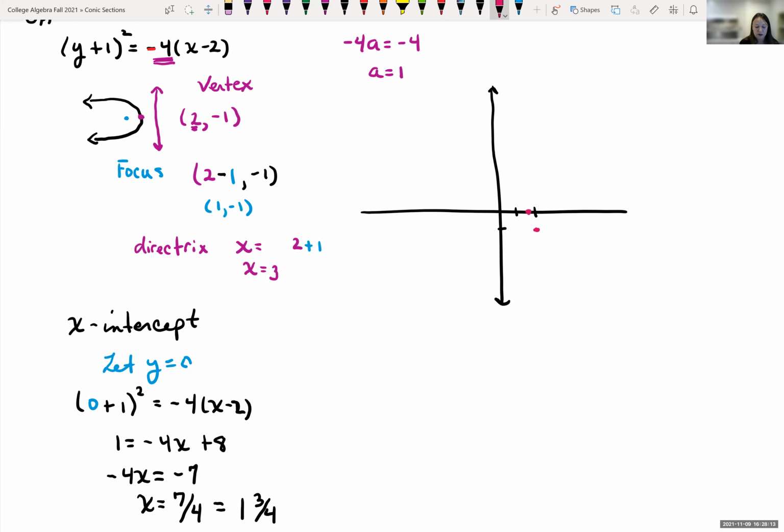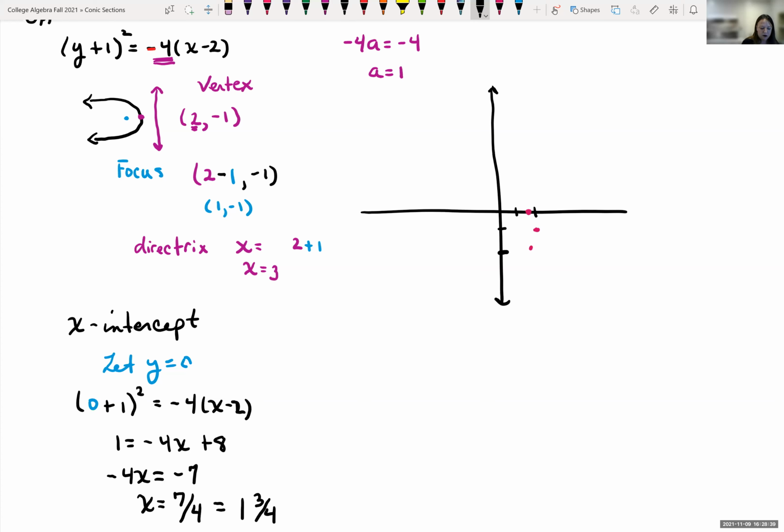We also know what another point is because of symmetry. There has to be a point that's symmetrical to this. So this is going to be 1 3/4. This went up 1, so going down 1. So (1 3/4, -2) would also have to be a point.